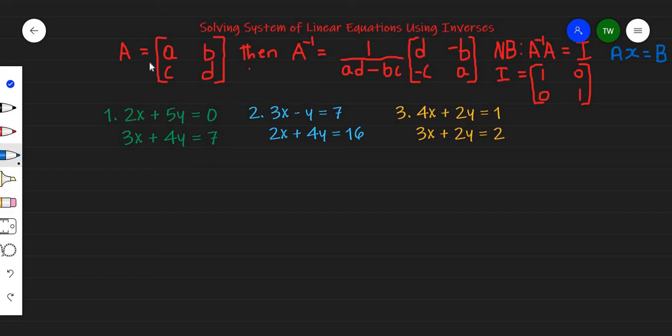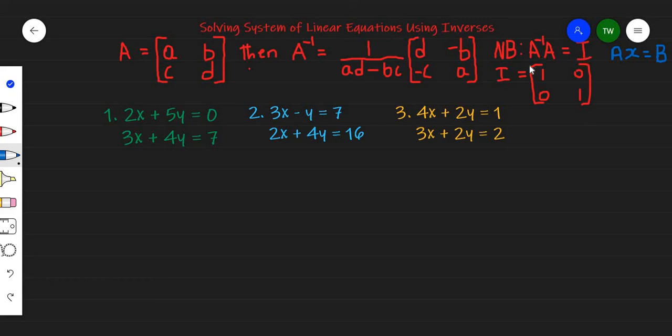So here, the original was a, d. Over here, to get the adjoint, I switch it to d, a, and then you change the signs of the other terms. So this was positive b, it becomes minus b. This was positive c, it becomes minus c. Right? Now you must also bear in mind that A inverse times A equals I.